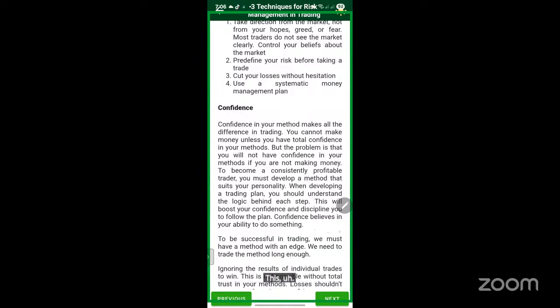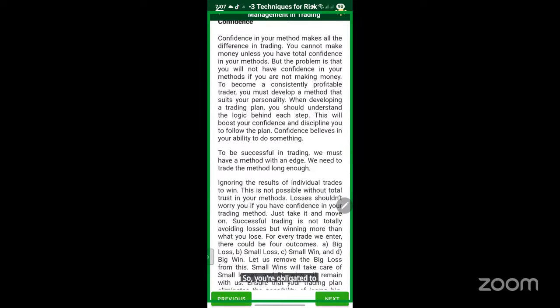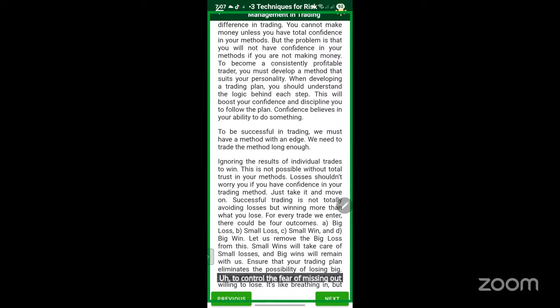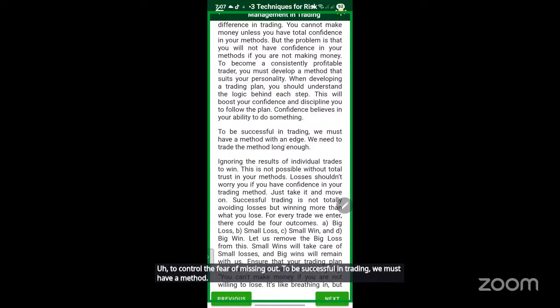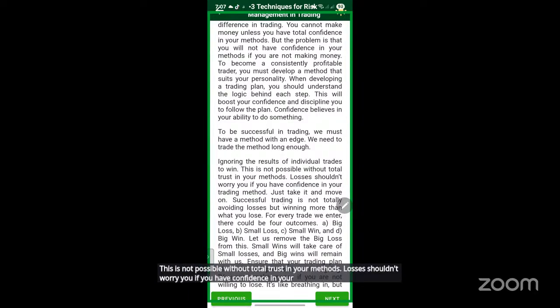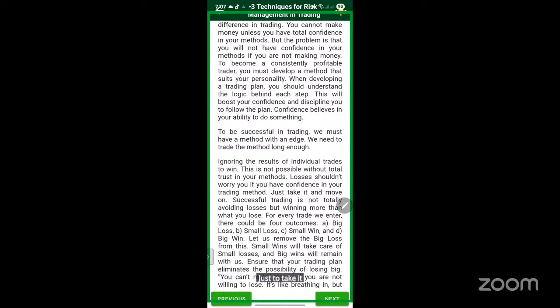Confidence believes in your ability to do something. So your ability to do something will always help you to control the fear of missing out. To be successful in trading, we must have a method with an edge. We need to trade the method long enough, ignoring the results of individual trades, to win. This is not possible without total trust in your methods. Losses shouldn't worry you if you have confidence in your trading method. Just take it and move on.